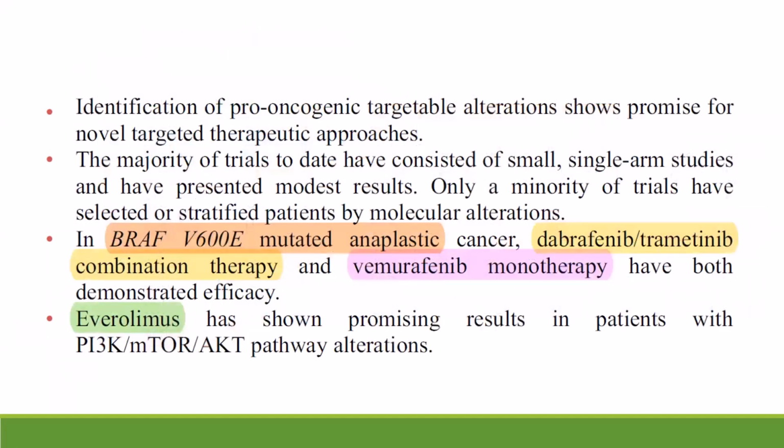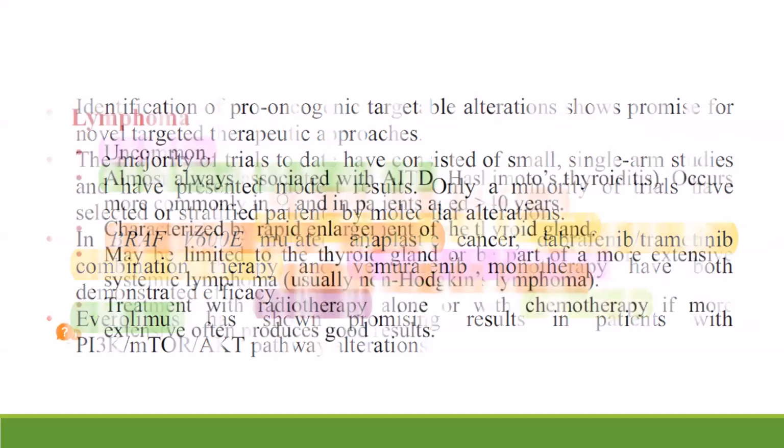Also, BRAF mutation is important in anaplastic cancer. Another option is medical combination therapy, dabrafenib and trametinib, and another, pembrolizumab, a promising drug that may be used as an alternative in this situation.